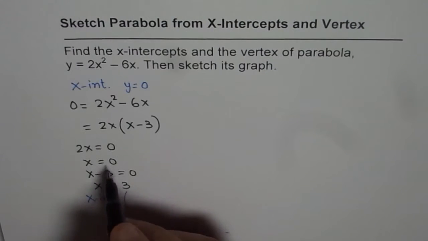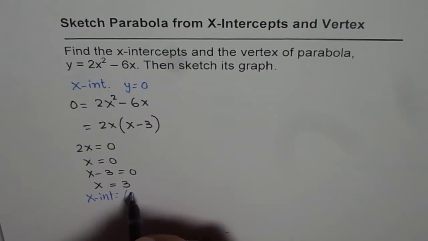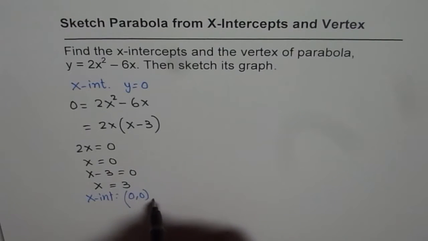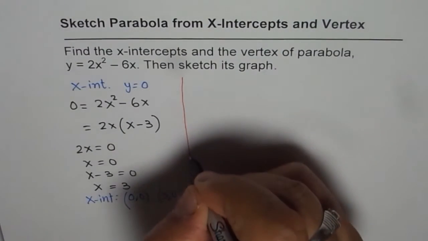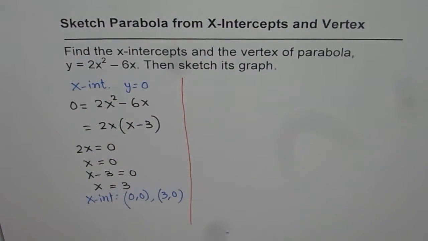So we can also write the coordinate points. x is 0 and y is also 0, and the other point is (3, 0). As you know, at x-intercept y will be 0. So that is how we can get the x-intercepts, right? Now let us try to find the vertex.